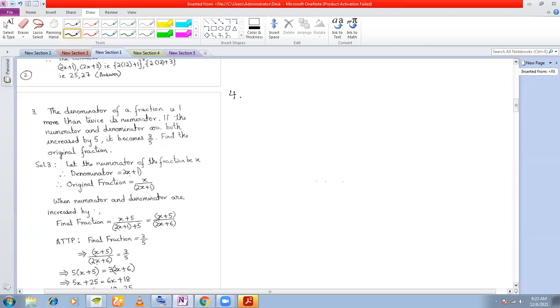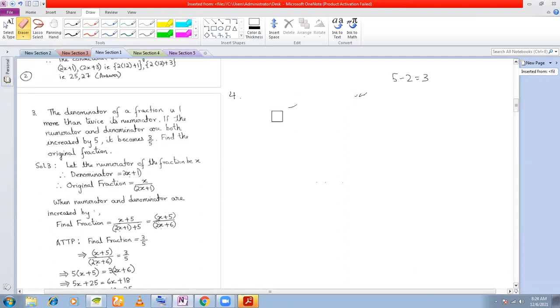You know what the difference between numerator and denominator is? So if you have a fraction 2 by 5, this is called your numerator, and this is called your denominator, right? So in this case, if the fraction is 2 by 5, how much is the denominator more than the numerator? Denominator is 3 more than the numerator, because if you add 3 to the numerator, you'll get the denominator. That is what it means.